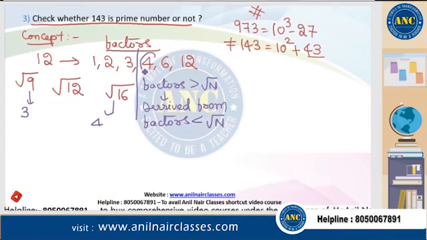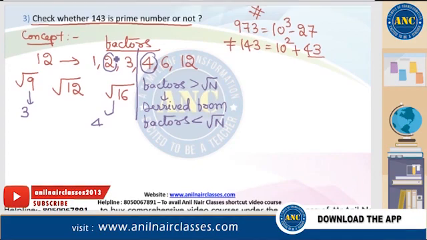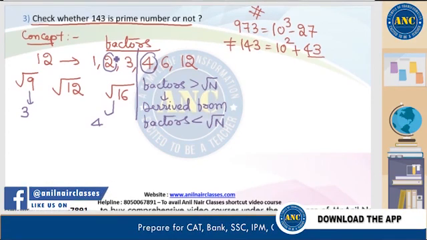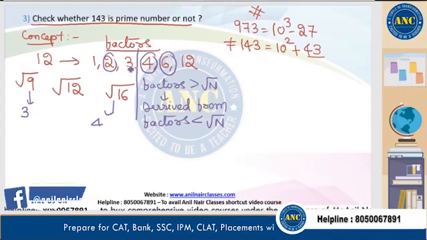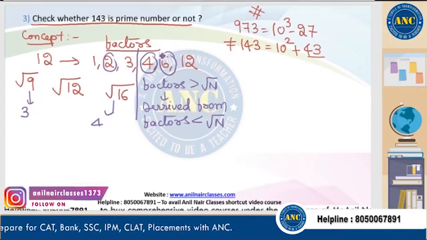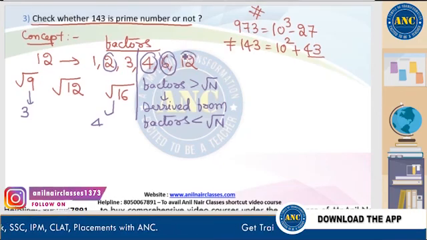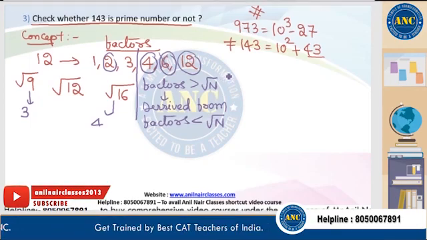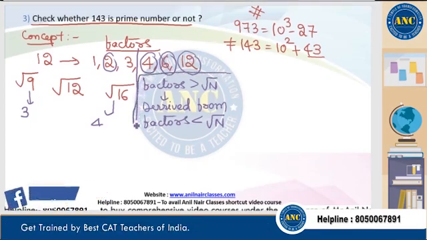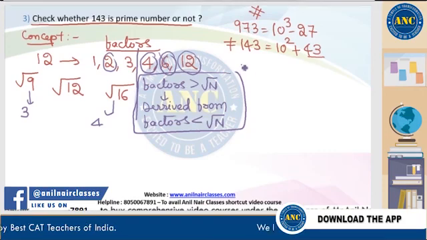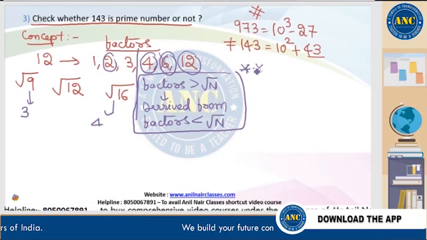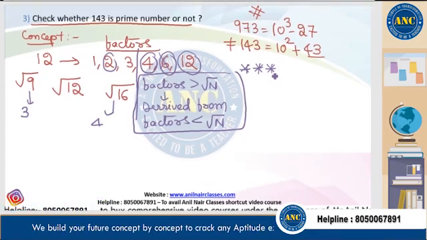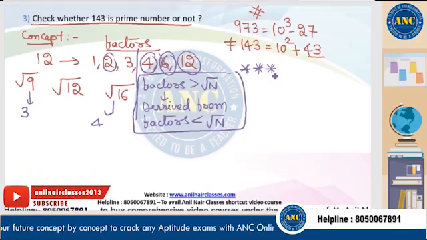Can I say 4 is derived from 2? If a number is not divisible by 2, where is the question of being divided by 4? If the number is not divisible by 2 and 3, how can it be divisible by 6? If a number is not divisible by 3, how can it be divisible by 12? That means all the factors greater than root 12 are actually derived from factors less than root 12. I hope this concept is clear.